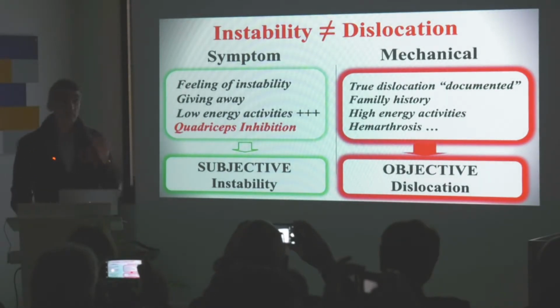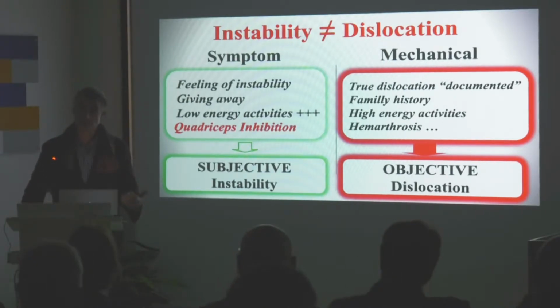Totally different from the mechanical instability, where you have a true dislocation. And the first time you have a true dislocation, you always have MPFL rupture. And if you have an MPFL rupture, you have a hemarthrosis. So the first time you have that, always the knee is really big. And ask your patient about that. Ask the parents if it's an adolescent. And you have to know that the first time it's always with high energy activities, not going downstairs, not walking in the street. It's always a big activity.